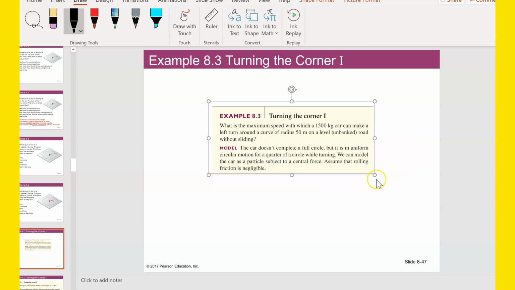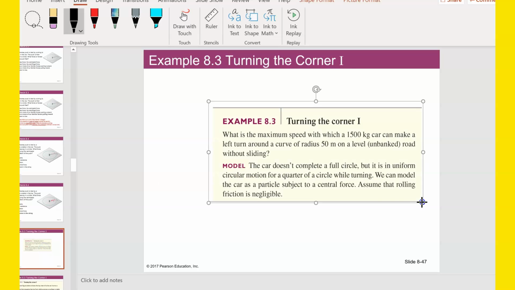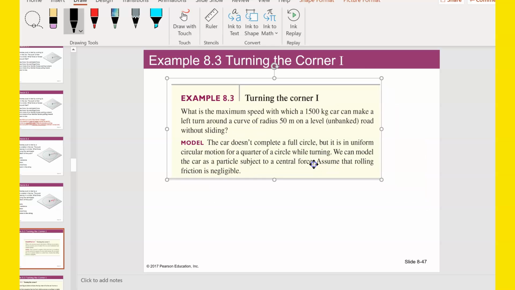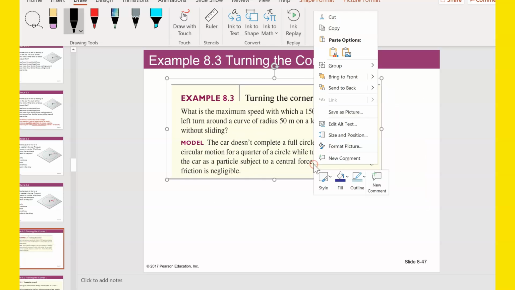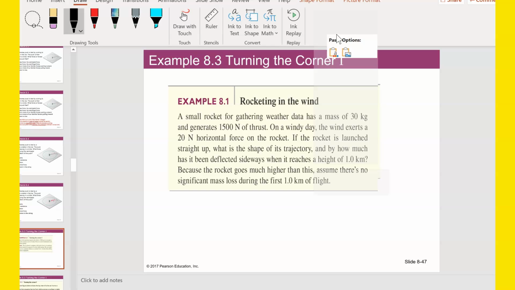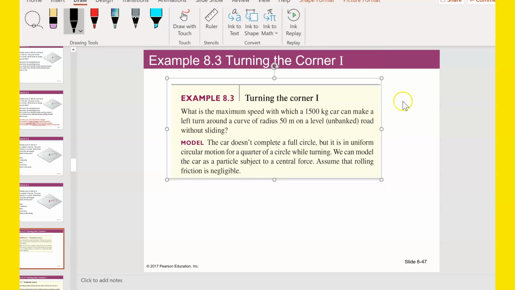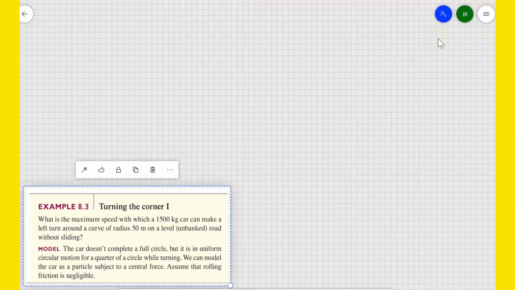All right, example 8.3. Turning the corner. What is the maximum speed with which a 1,500 kilogram car can make a left turn around a curve of radius 50 meters on a level, unbanked road without sliding?